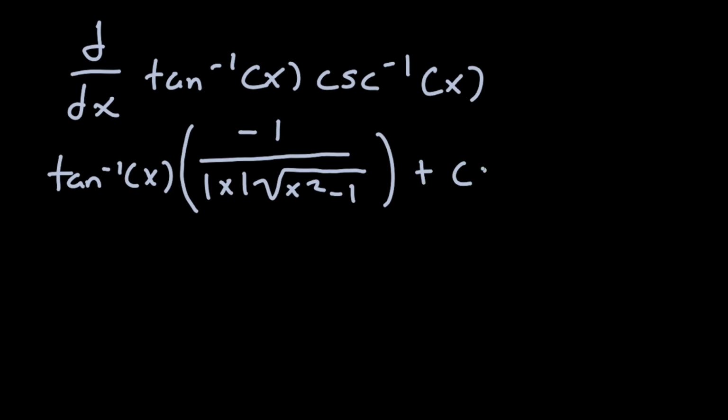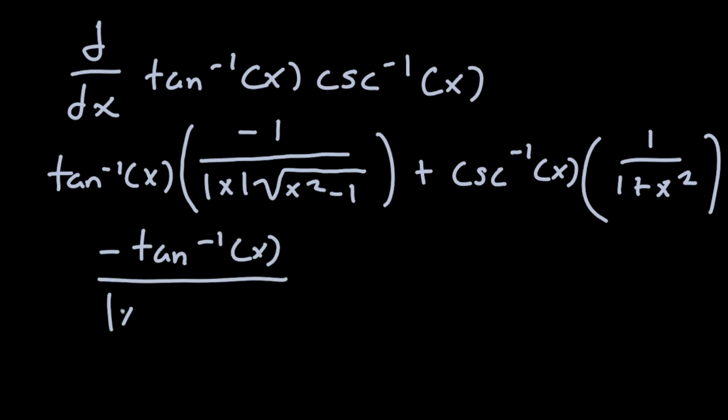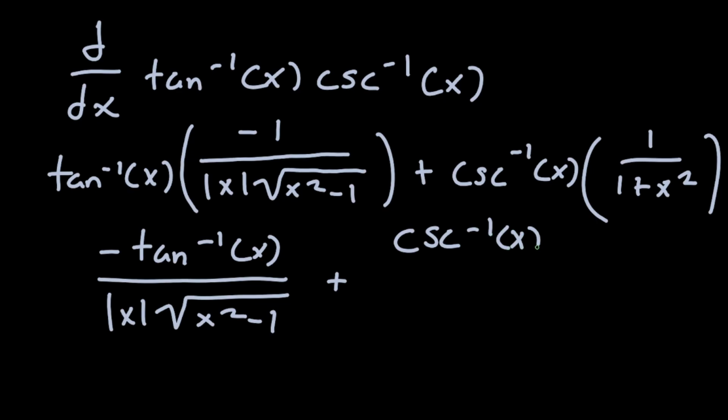plus cosecant inverse x times the derivative of tan inverse x, which will just be 1 over 1 plus x squared. And let's see if you can simplify this. I just multiply it out to get negative tan inverse x over absolute value x square root x squared minus 1 plus cosecant inverse x over 1 plus x squared. That's your answer.